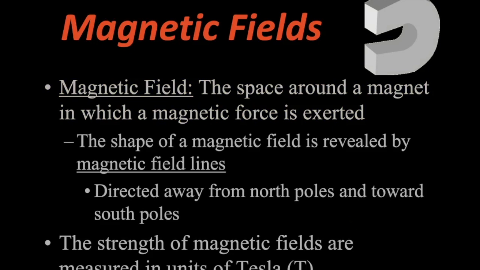Magnetic fields. A magnetic field is the space around a magnet in which magnetic force is exerted. The shape of the magnetic field is revealed by the magnetic field lines. Typically, you don't see those magnetic field lines unless you have some form of iron or other material that wants to go from one side to the other, directed away from north poles and towards south poles. The strength of a magnetic field is measured in units called Tesla, or capital T.